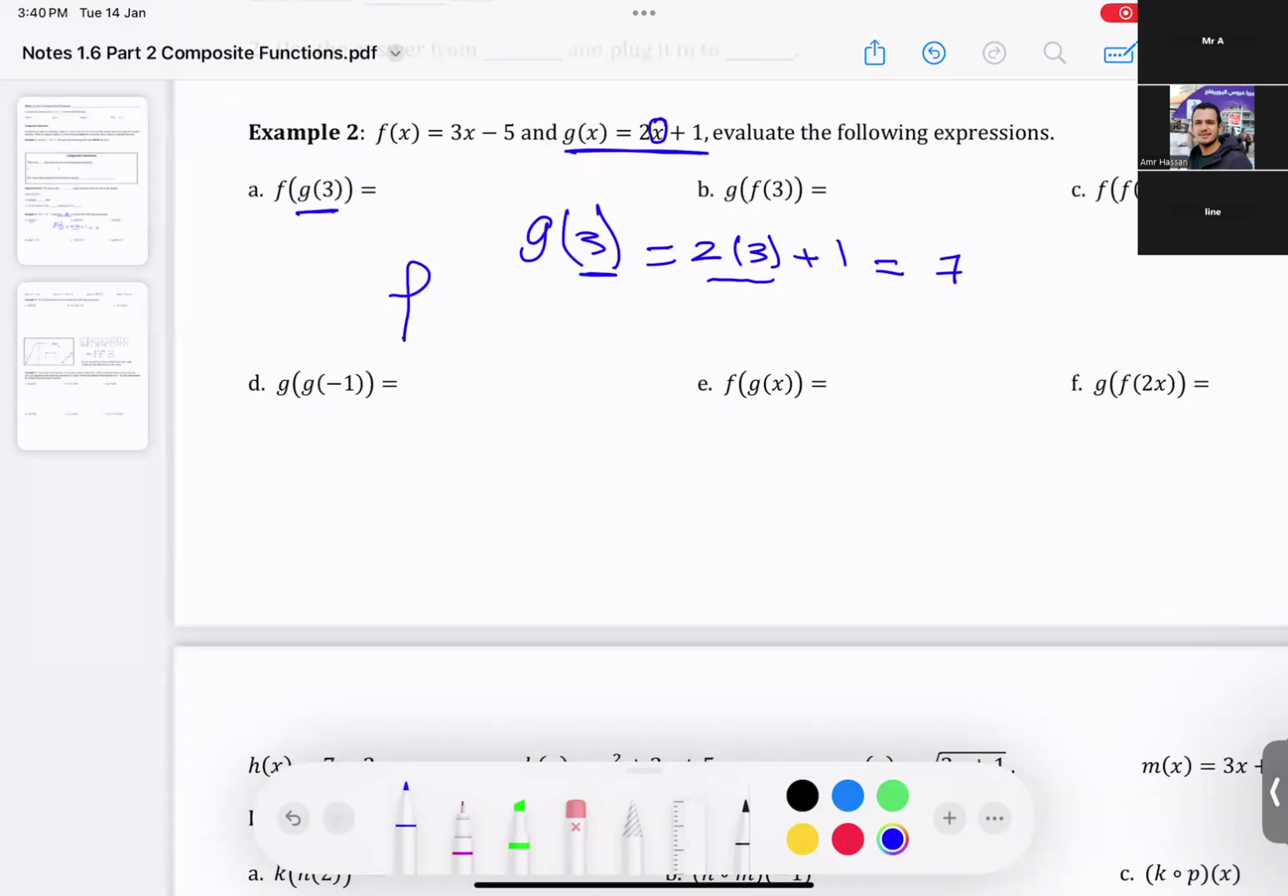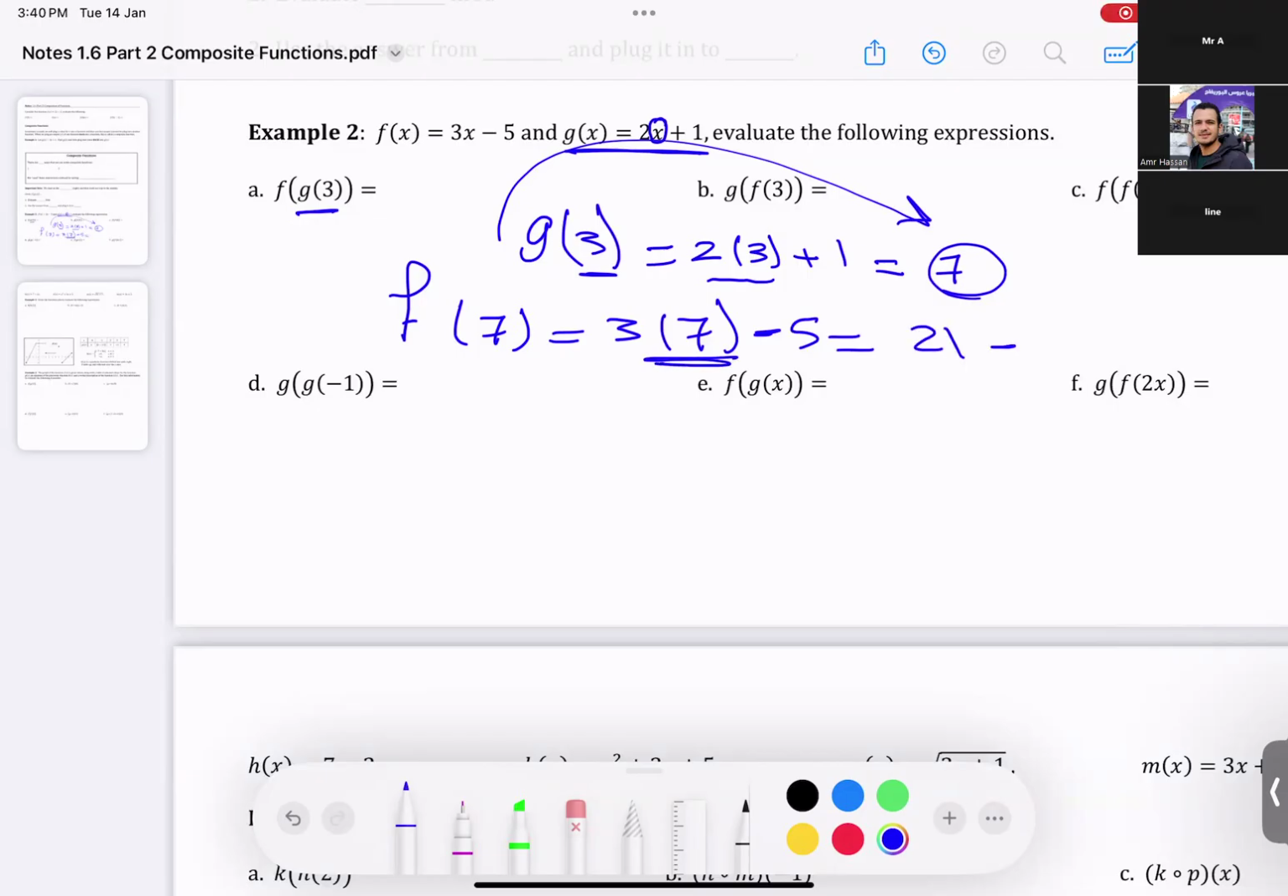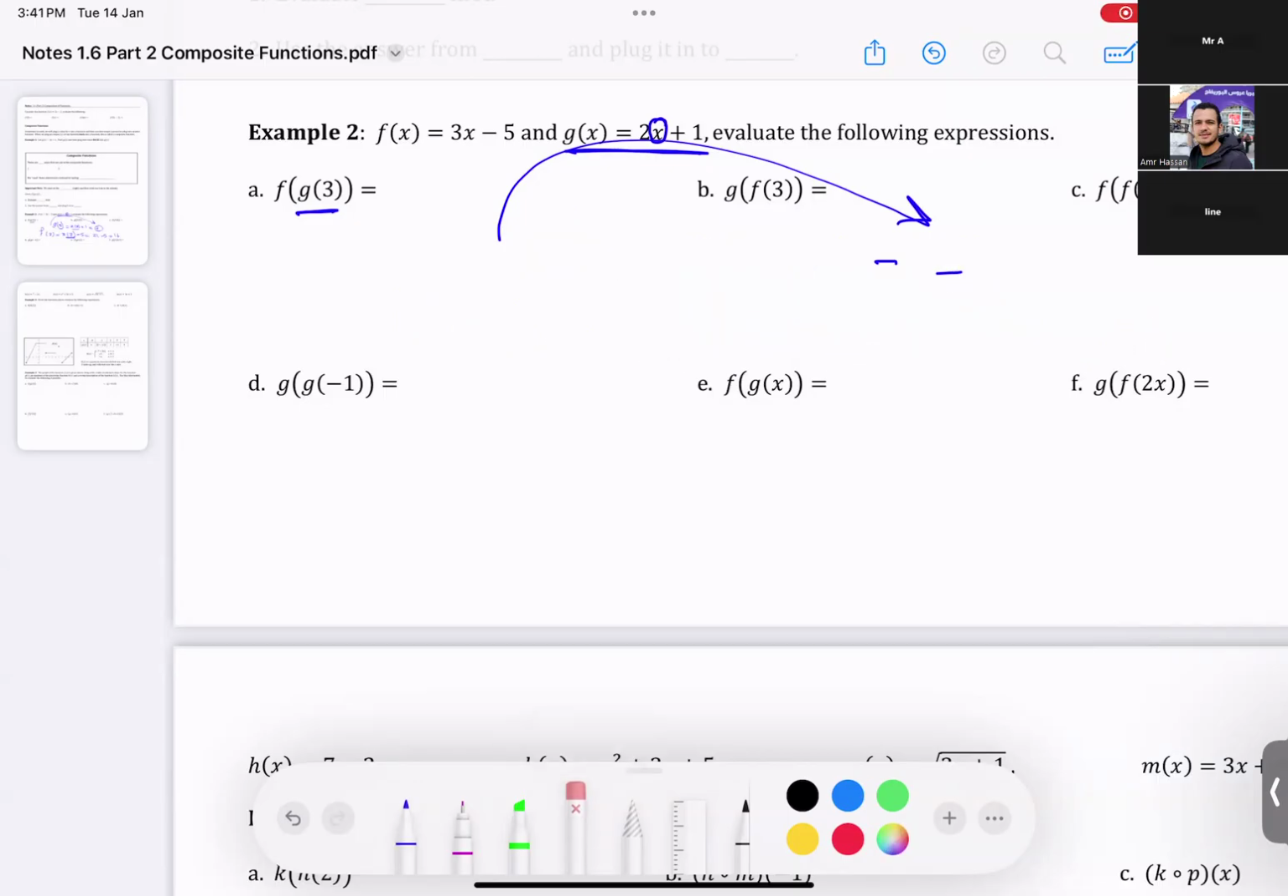So if you want to find out what is f of 7, because I know the result is 7, it's going to be f of 7, which is 3 times 7 minus 5, right? So 3 times 7 is 21, 21 minus 5, so the first one is 16, right? Understand? Okay, the other one sounds like the vice versa.